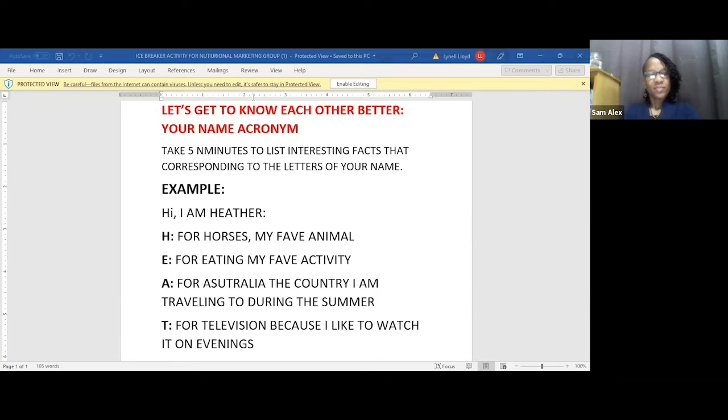O is for open, always open to learn and grow. L is for laughter, as I'm very easily entertained. And E is for Easter, as it is my favorite holiday.